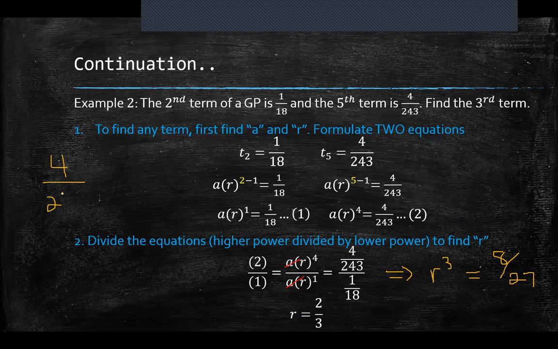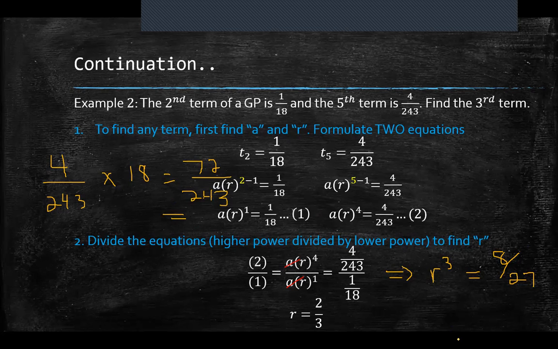4 on 243 divided by 1 on 18 is the same as multiplying by 18. If you simplify this, the numerator gave me 72. Denominator is 243. This looks like it could reduce. So reduce the fraction, and you would get 8 on 27. Did you get that? 8 on 27?